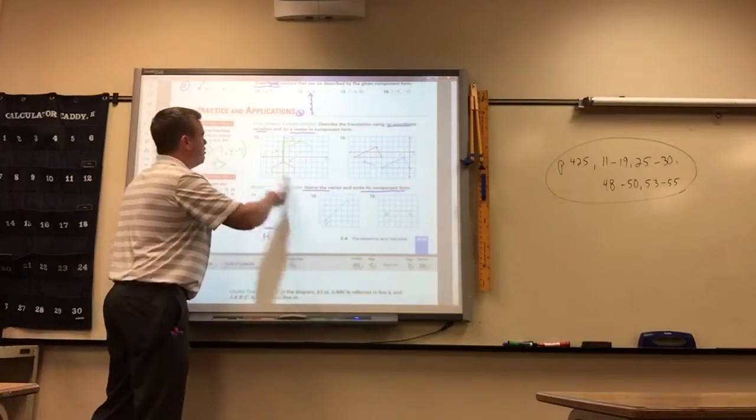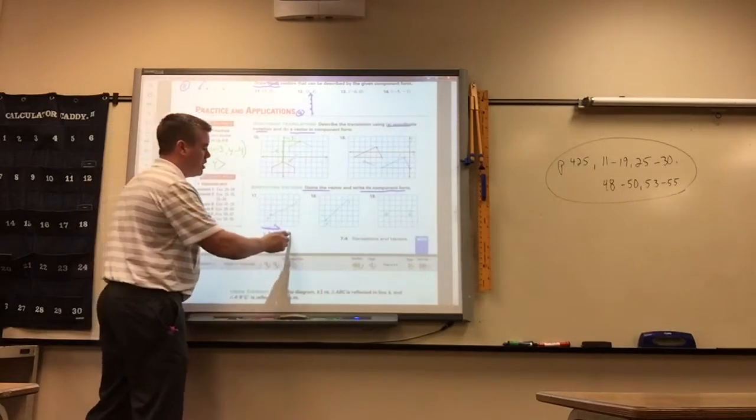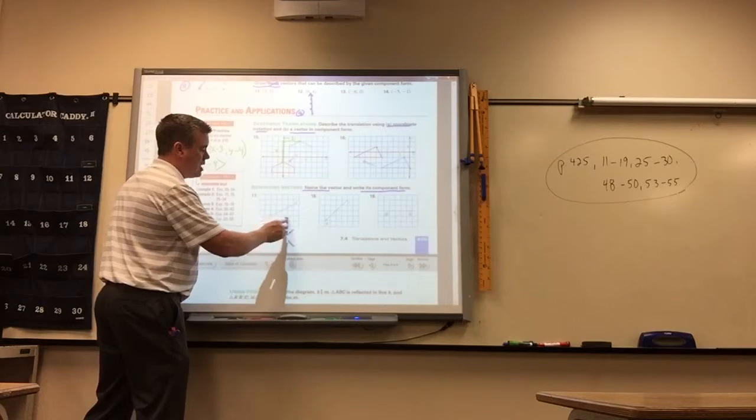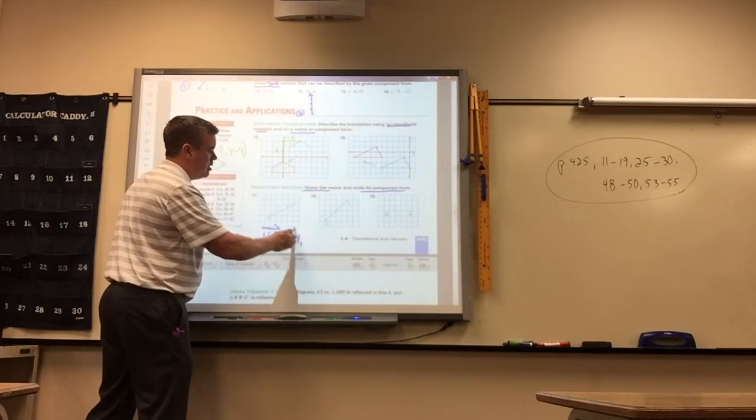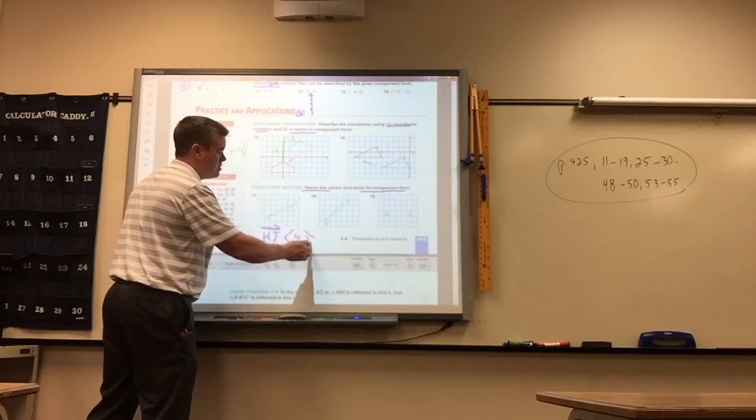And then the component form is just like up here, component form. How do you get from H to J? You go right 4, so it's just 4, and up 2, so it's positive 2.